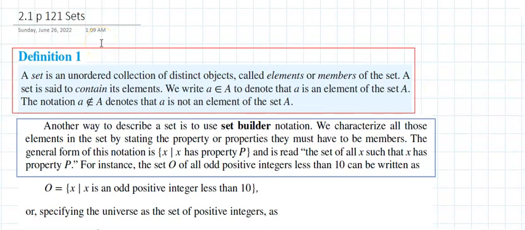Section 2.1 is on page 121. It talks about sets, and we start with the definition of what a set is. A set is an unordered collection of distinct objects called elements or members of the set.